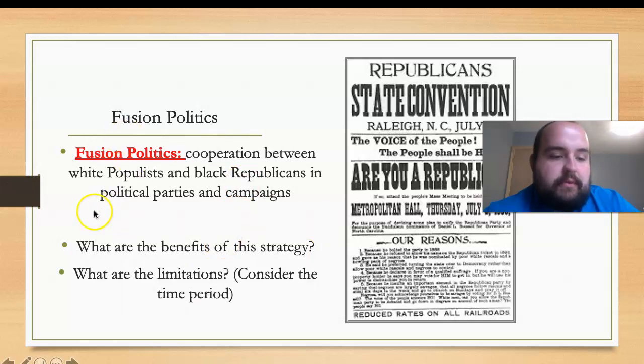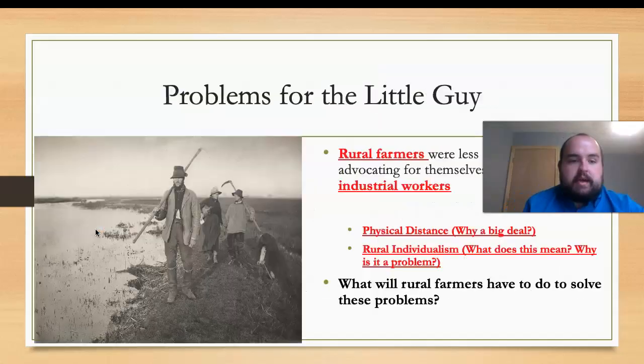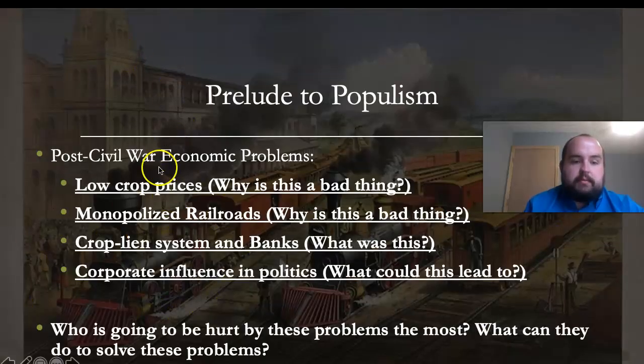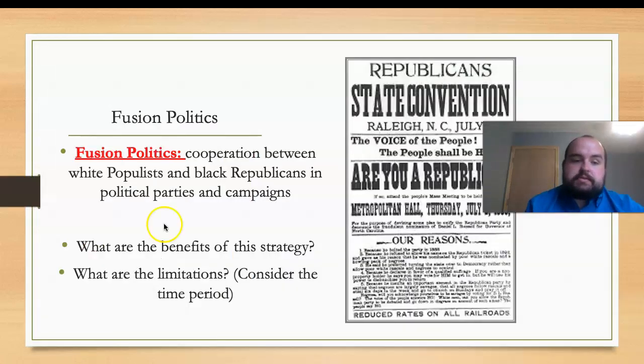So again, like I said before, what are some of the benefits of this strategy? People sitting at home. Alright, yeah, it's exactly what I mentioned earlier. It's essentially just getting you more support and getting you more bodies. If you're willing to ally with some of these African American groups who obviously are struggling with these same problems, because most of them were sharecroppers, they relied on the railroads to get the product out, and they were of course a part of the bank and crop lien system. So obviously they have these same issues. If you can get them on your side, you have a lot more support.